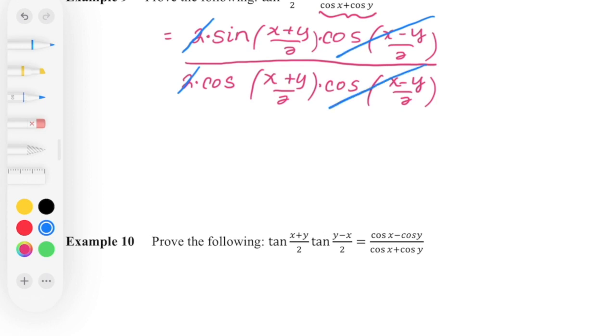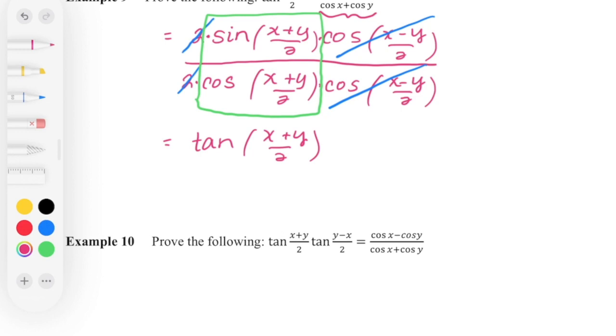What we cannot do is say, well, hey, here's (x plus y) over 2 and an (x plus y) over 2. We cannot do that because they're attached to sine and cosine, right? They're not the exact same. But what I do now have is sine of (x plus y) over 2 over cosine of (x plus y) over 2. And we know that sine over cosine is tangent. So this will lead me to tangent of (x plus y) over 2.